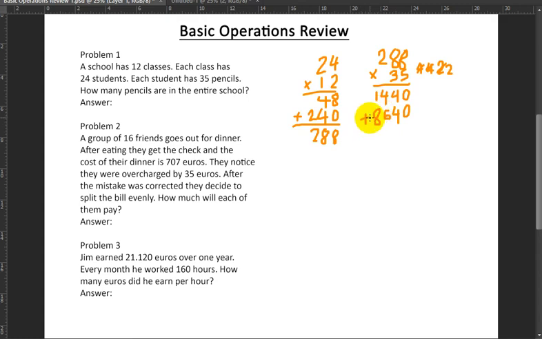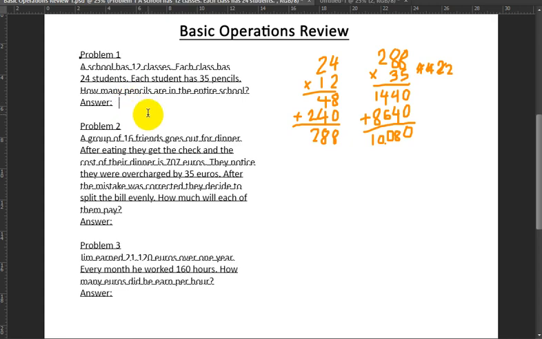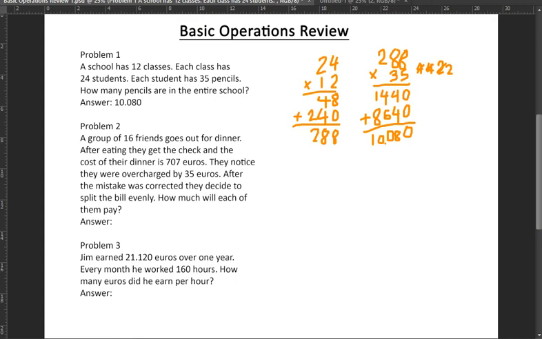I add. 0, 8, 4 and 6 makes 10, so I write 0, I carry 1, and then 1 plus 1 that I carried over plus 8 makes 10. So my final result is 10,080. That's the number of pencils in the entire school. 10,080. Let's wipe this clean.